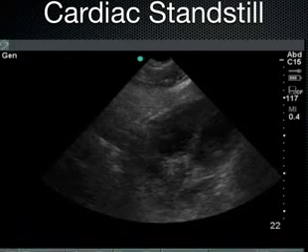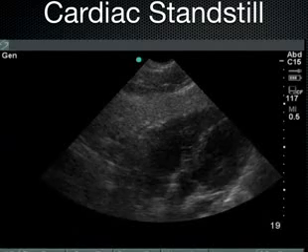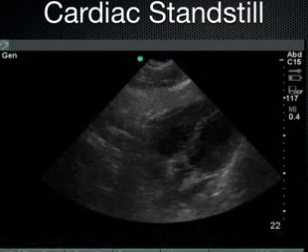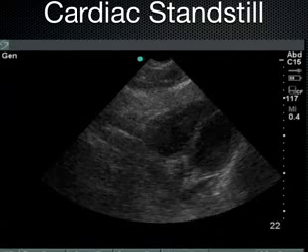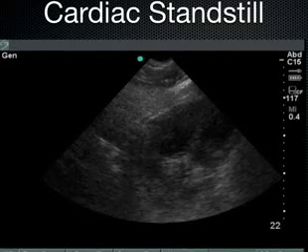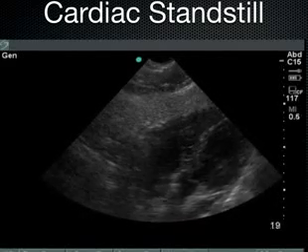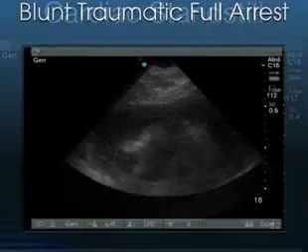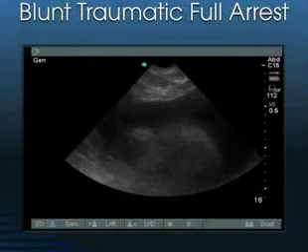And there's been several studies to show that once the patient has cardiac standstill, they have a near universal 0% survival rate. And so this may be one particular endpoint that you may be looking for in some of your codes.